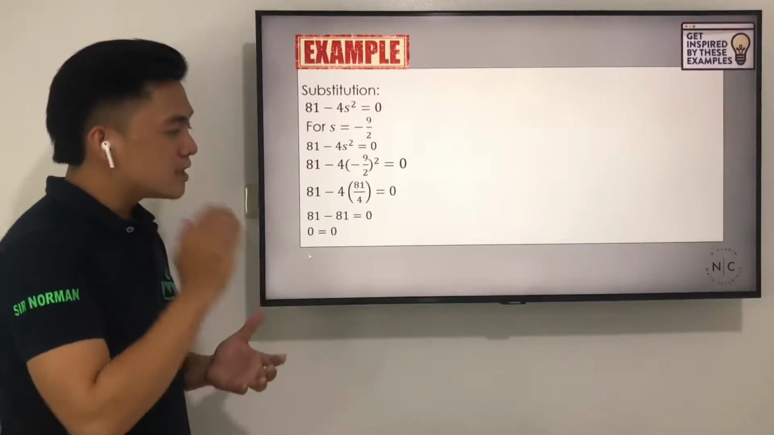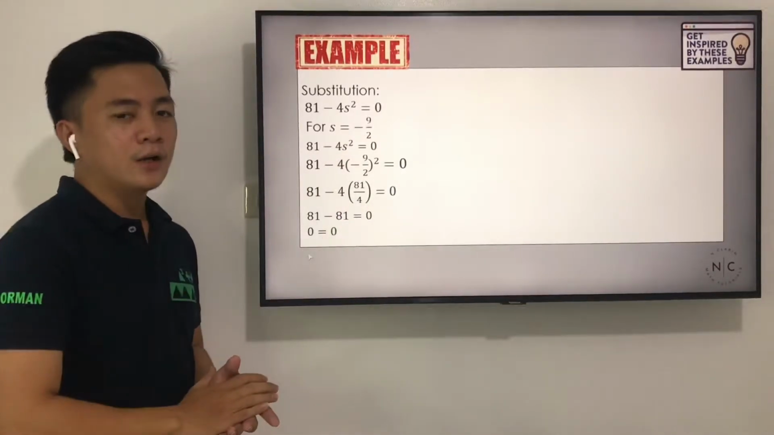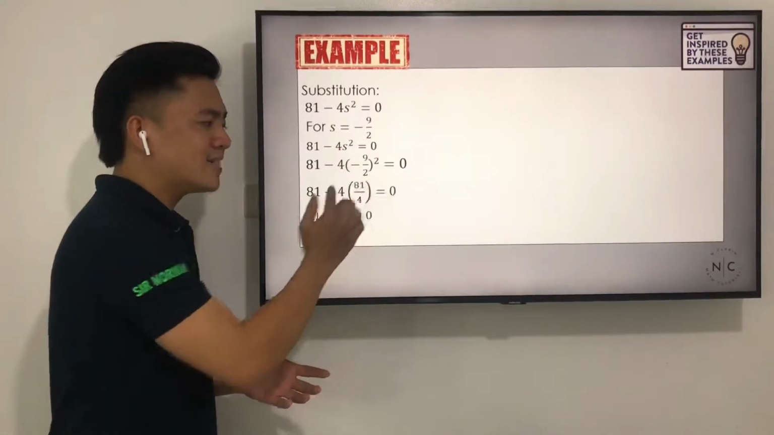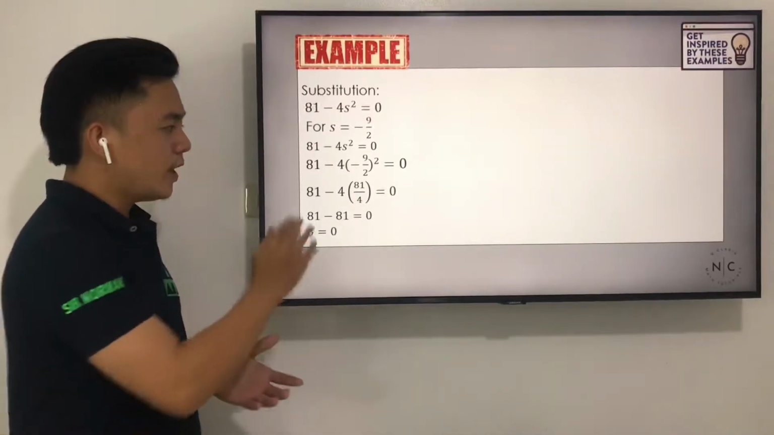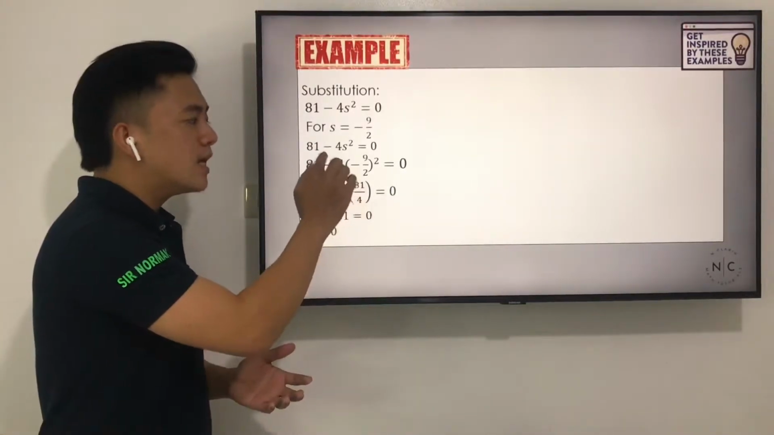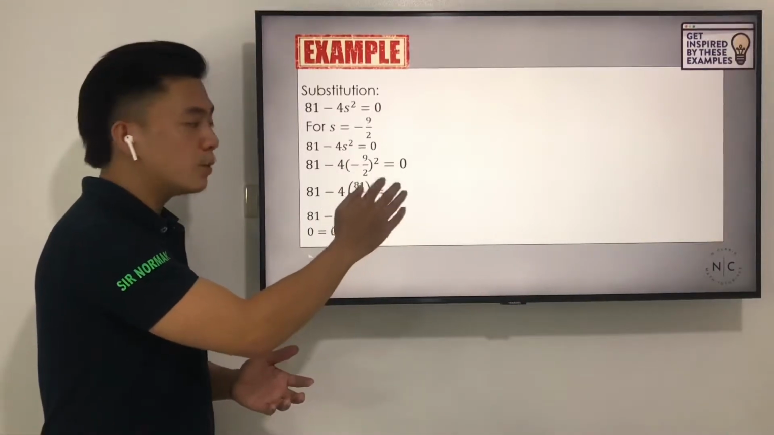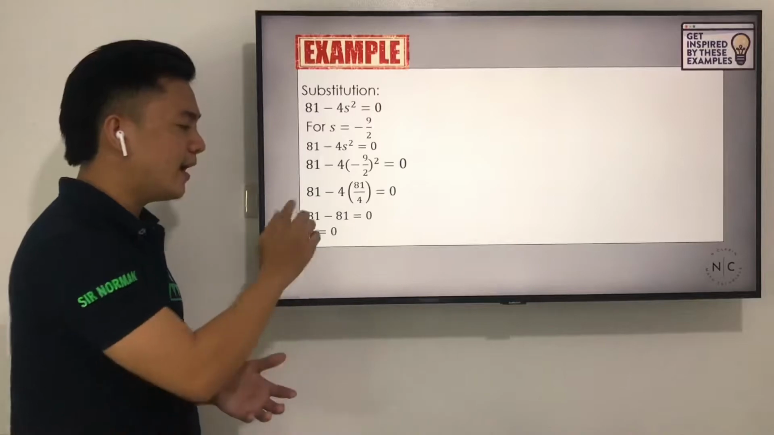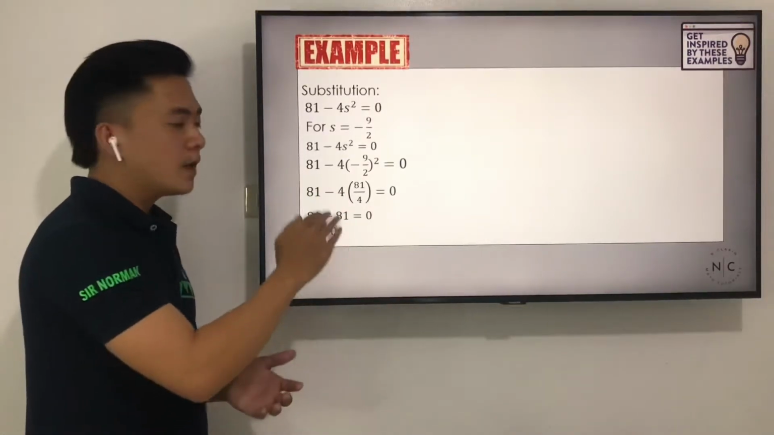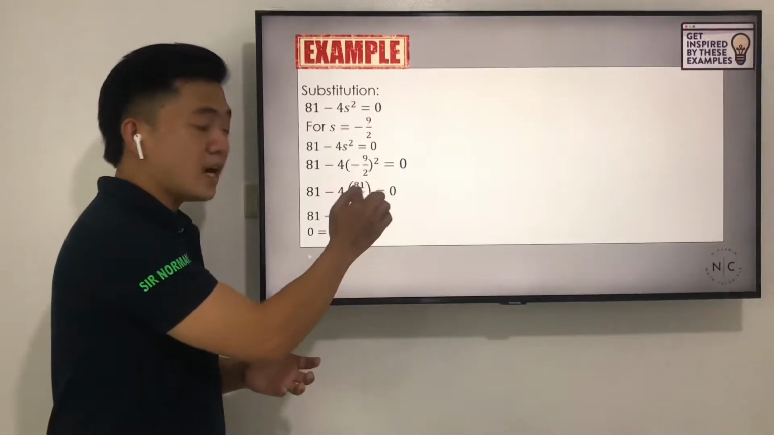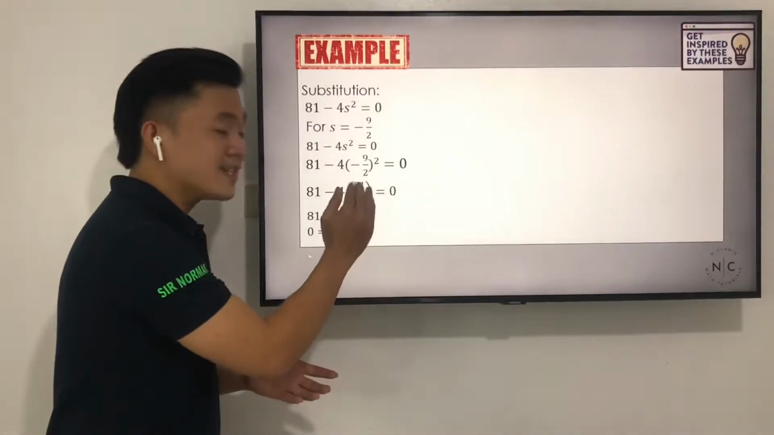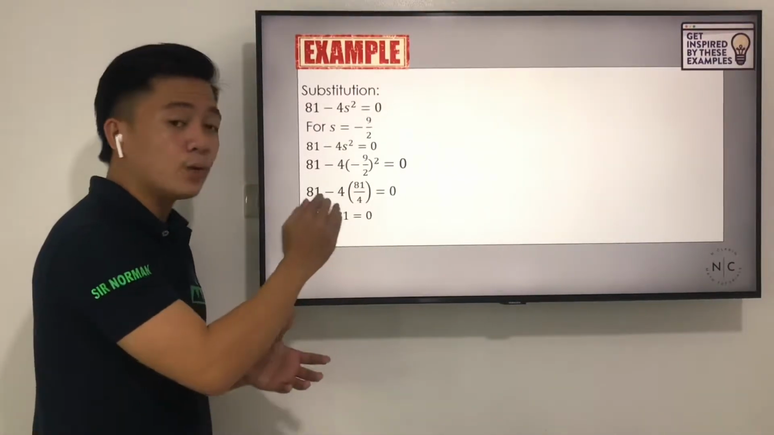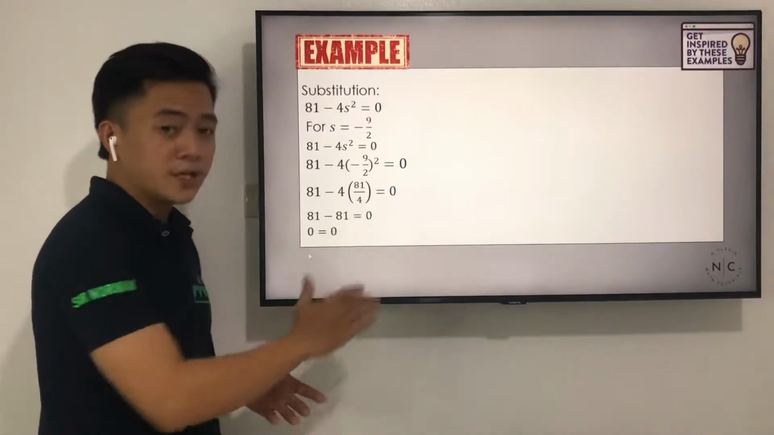So we will substitute yung s na nakuha natin, which is negative 9. So yung s naging negative 9 over 2. So 81 minus 4 times negative 9 over 2 squared is equal to 0. So first is yung exponent muna natin. 81 minus 4 times yung square ng 9 is 81 and yung 2 is 4. So ang nangyari is 81 over 4 is equal to 0.